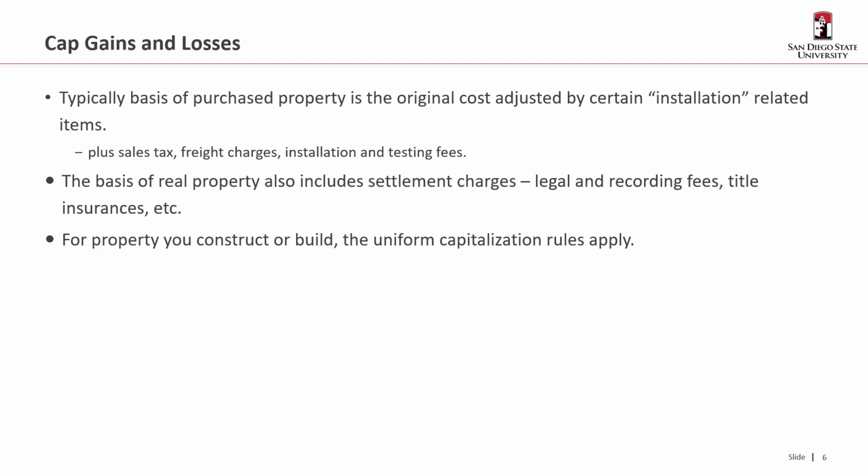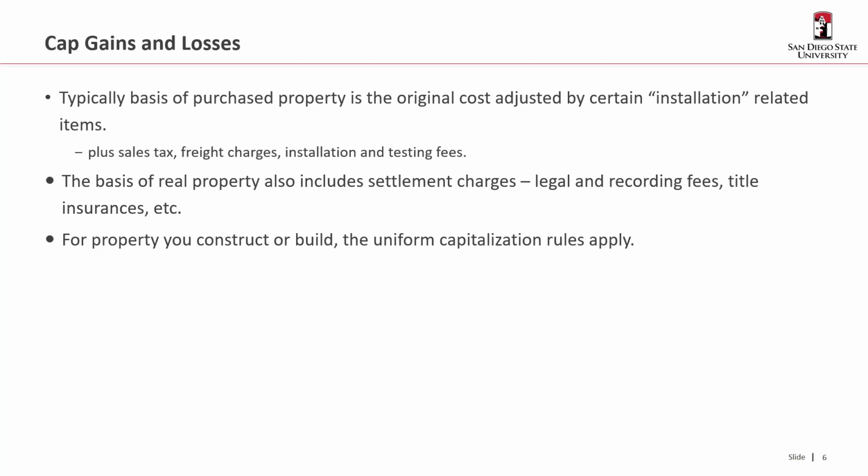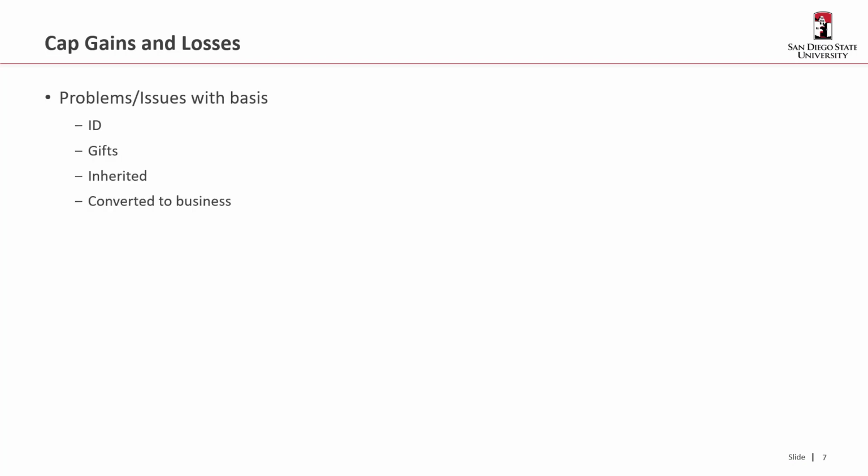And generally in the U.S., in most states, that's required, right? So if you own property, you have to file a deed with the county. And so consider those as costs of getting that property ready for its intended use. If it's property you construct or build, something called the Uniform Capitalization rules apply. I generally think of that as being beyond the scope of this course, but it's similar to inventory.